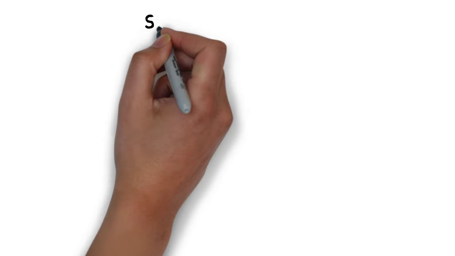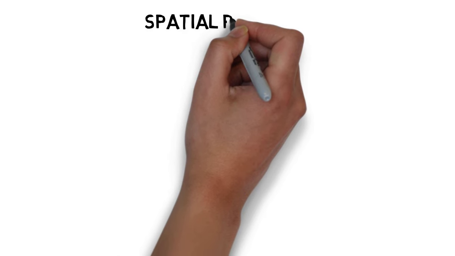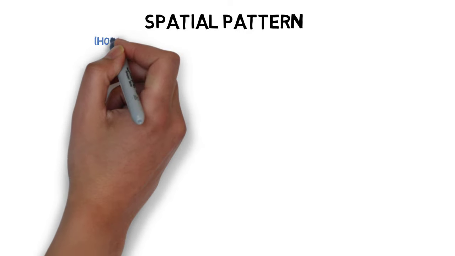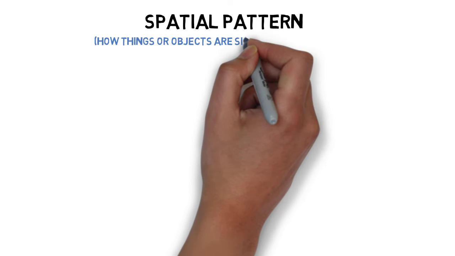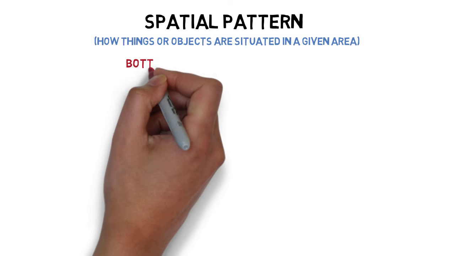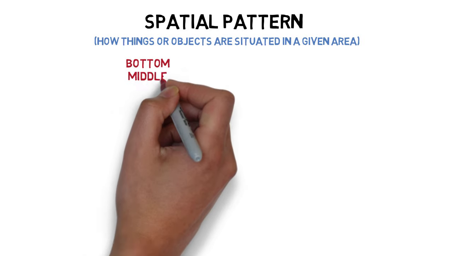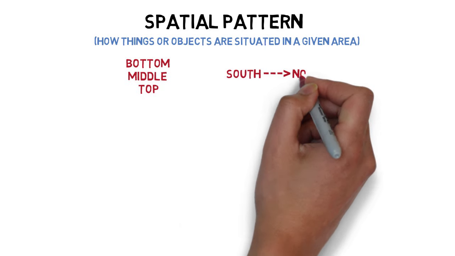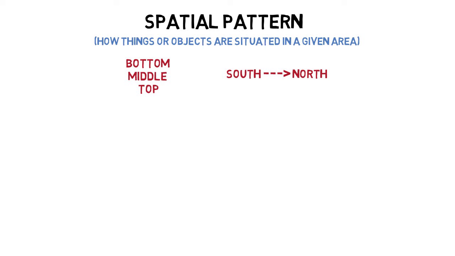Another common category for arranging main points in an informative speech is space. Spatial patterns organize information according to how things or objects are situated in a given area. For instance, listing items arranged on the bottom, in the middle, then on the top, or describing towns as passed on a trip from the south to the north.